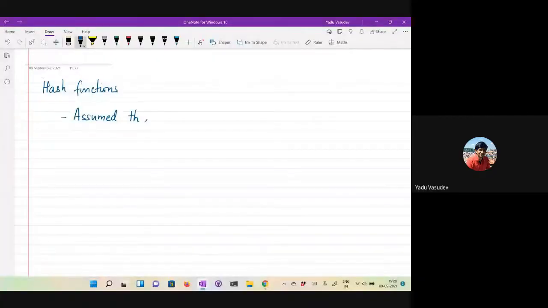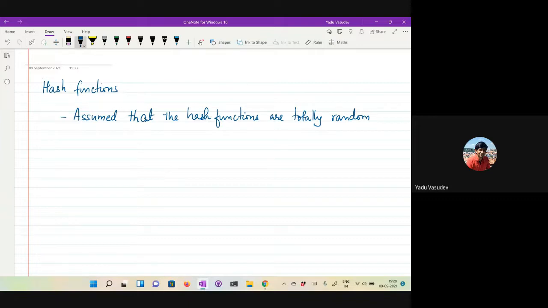Till now, we have assumed that the hash functions are totally random, correct? And there were some reasons to do it. One was that the analysis becomes easier. But there are also a few drawbacks to thinking of hash functions as being purely random.